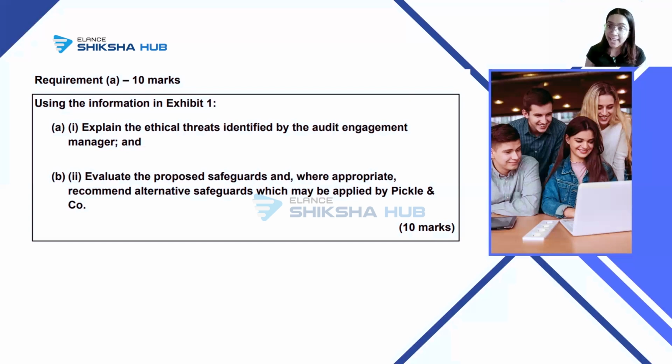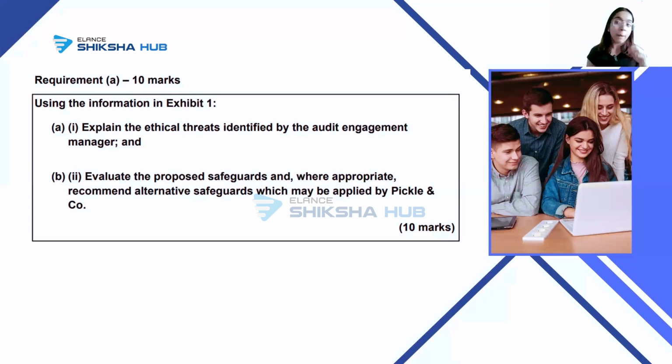The second requirement was to evaluate the proposed safeguards. There were certain safeguards proposed by the manager. So you had to evaluate them as a first part, and second, recommend alternative safeguards, wherever appropriate. So you have to prepare your mind accordingly. When it comes to the 10 marks, I have 4 requirements, not 2. How 4? 2 for the first part and 2 for the second part. What are the 2 requirements for the first part? Identification and explanation. And for the second part, evaluation of safeguards and suggesting alternative safeguards.